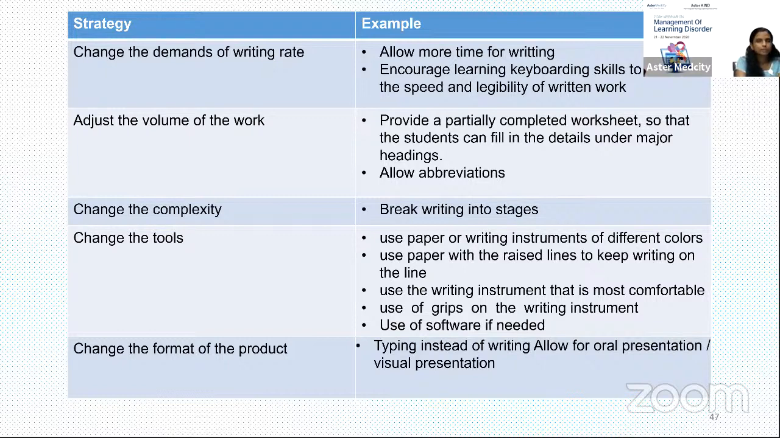For changing the complexity, we can break writing into stages, or we can give small paragraphs to write. In case of tools, we can use the appropriate tool that the child will be most comfortable with, and we can add grips on the writing instrument, as well as suggest software if the child needs it. To change the format of the product, we can use typing instead of writing, or allow for oral presentation or visual presentation rather than written presentations.